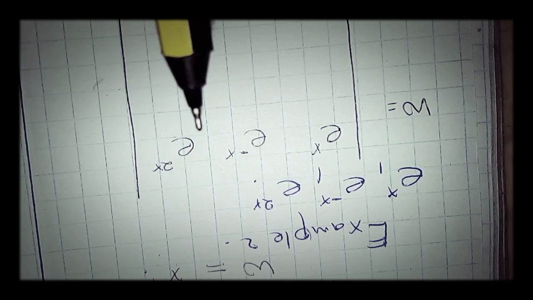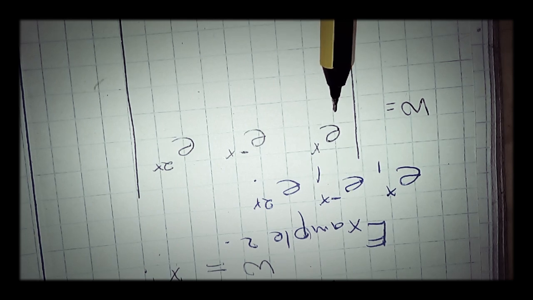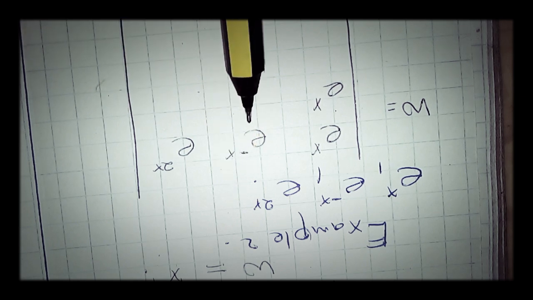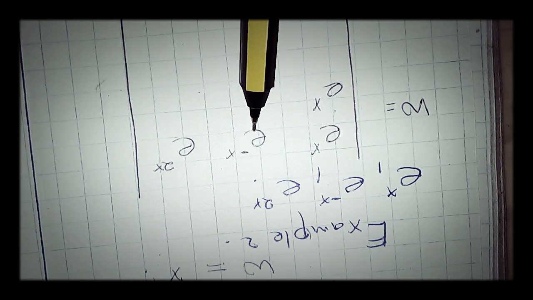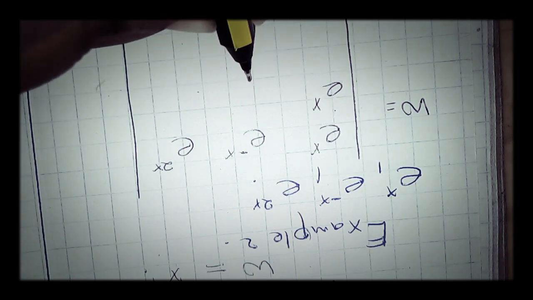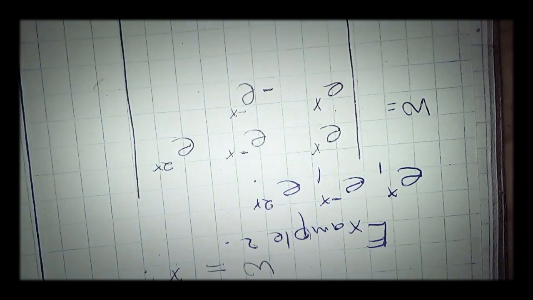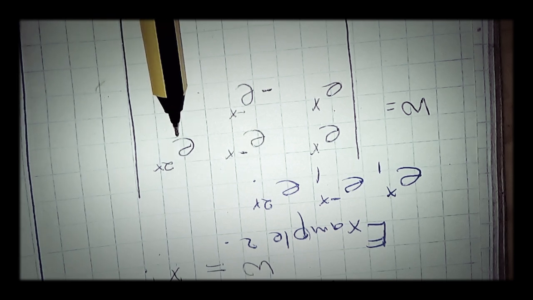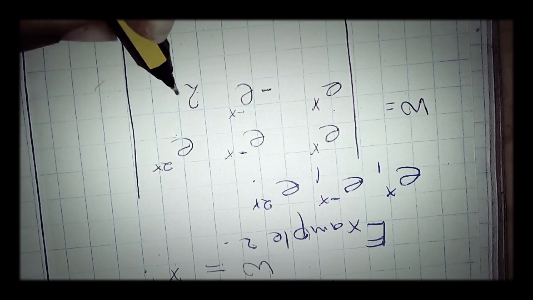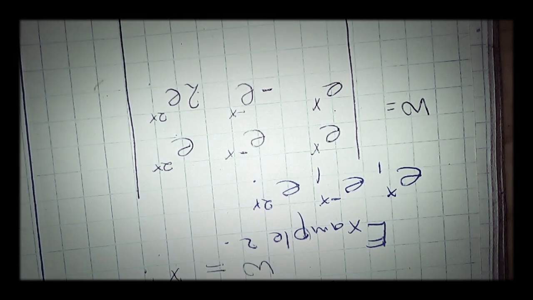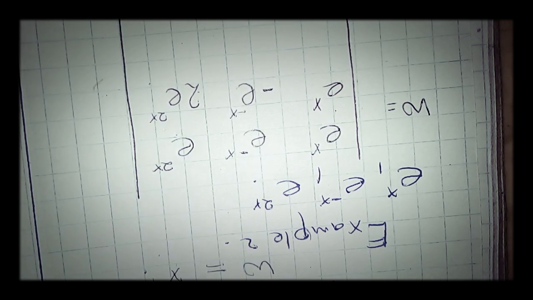So what will be our first derivative of this with respect to x? This will be just e to the power x. The first derivative of e to the power negative x with respect to x will be negative e to the power negative x. The first derivative of this one will be 2e to the power 2x. We're not yet done.